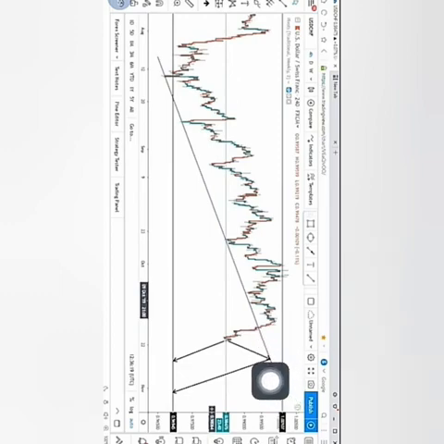So that is it. Then here, you see what's happening. When the market touches the trend line, don't just buy. You wait to see whether the trend line will reject the price. When the trend line rejects the price, after you see the bullish candle close, then you will enter your trade.